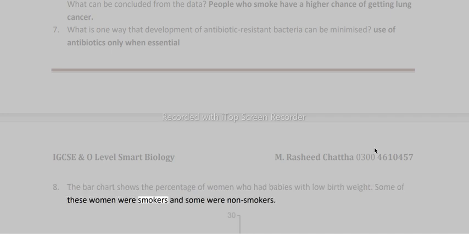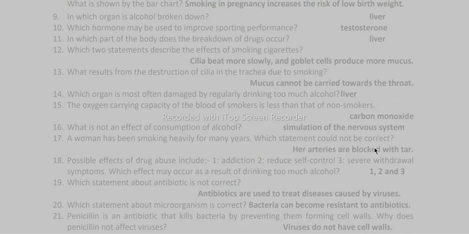8. The bar chart shows the percentage of women who had babies with low birth weight. Some of these women were smokers and some were non-smokers. What is shown by the bar chart? Smoking in pregnancy increases the risk of low birth weight.